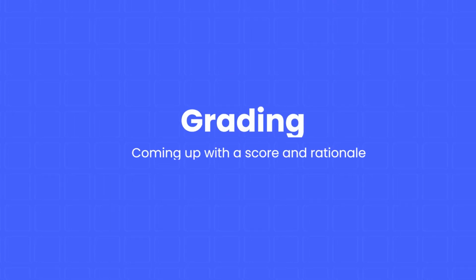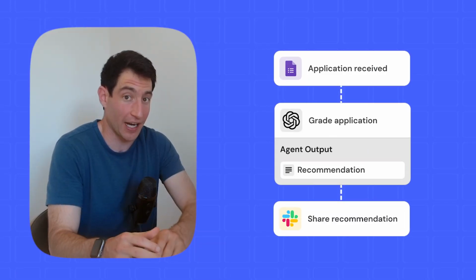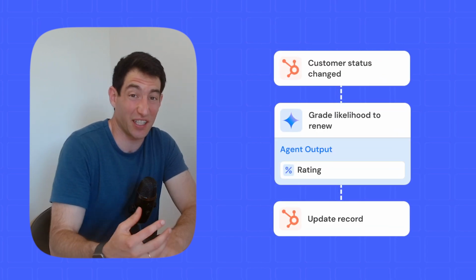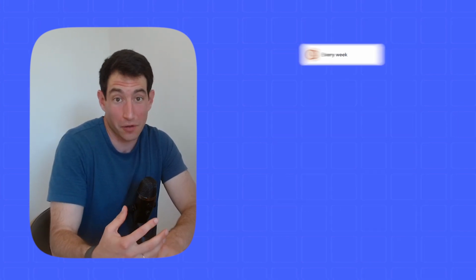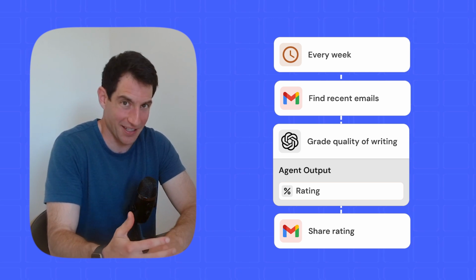The 9th thing AI is great at is grading. Like any good teacher, AI can come up with a letter grade or a score, and also some rationale for that score and what you might need to do better. You could use this for grading applications to a partner program, grading the likelihood of a customer to renew, or grading the quality of your writing in documents or emails.